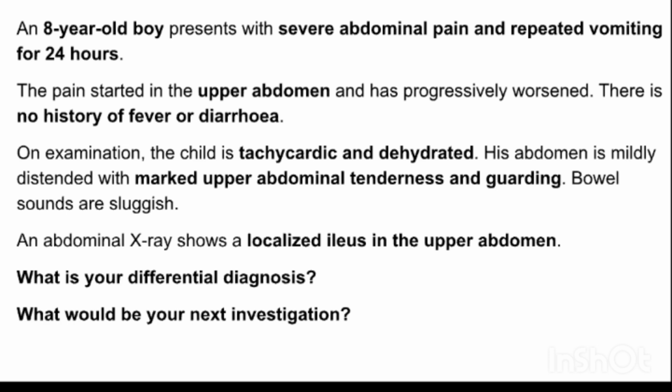What is your differential diagnosis? What would be your next investigation? This vignette loosely points to intestinal obstruction, but the important landmark here is tenderness in the upper abdomen and guarding. An 8-year-old boy can present with intestinal obstruction, but these signs may point towards a pathology in this region of the abdomen, like pancreatitis.